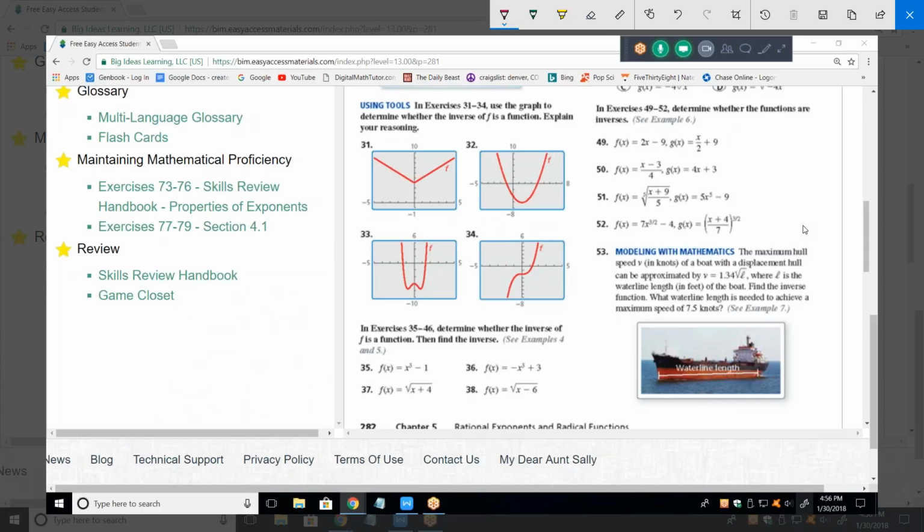Here's what has to be true. f of g of x has to be equal to what, for these things to be inverses of one another? x. That's how you tell whether two functions are inverses of one another. Now, this is called a composite function. Have you had these? Yes. Okay.